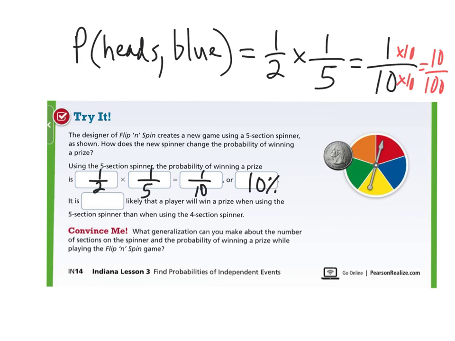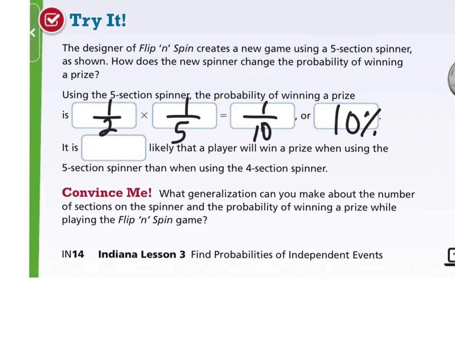So then the next part just says it is blank likely that a player will win a prize when using the 5-section spinner than the 4-section spinner. So is this more likely or less likely? And the answer is less likely. Here we have a 1 out of 10 chance. If you remember before, we used to have a 1 out of 8 chance on their old game. So they decreased our chances of winning here by adding another color.